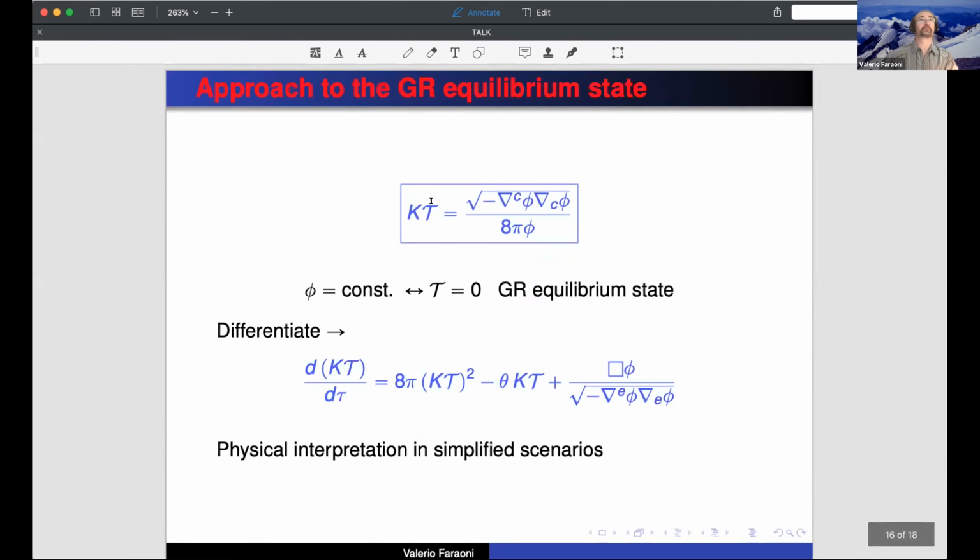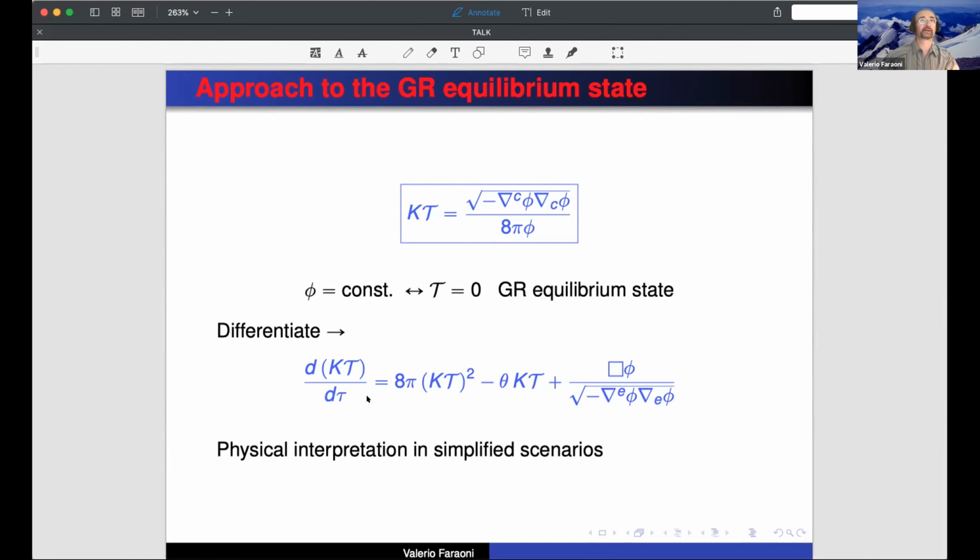So the quantity that I want to focus on is this temperature of gravity. This is the ingredient that was missing in the thermodynamics of space-time. There have been over 2,000 papers inspired by Jacobson's thermodynamics of space-time, but the approach to equilibrium, the GR equilibrium state, has never been described. So this gives an approach and a way to define the temperature. You see that phi equal constant, which we all know corresponds to general relativity, is actually the state of zero temperature.